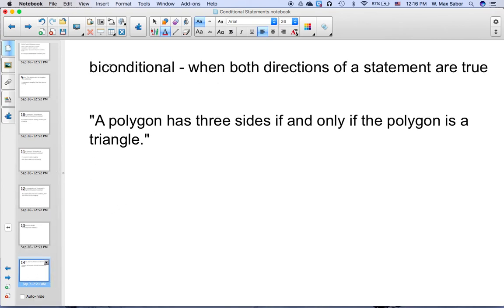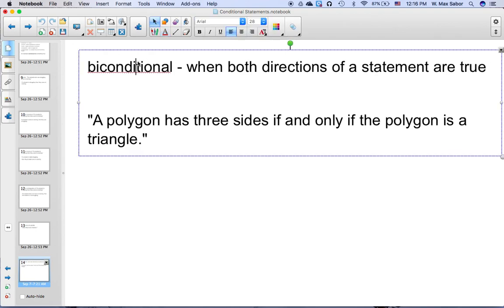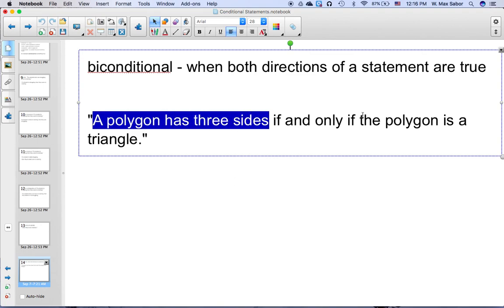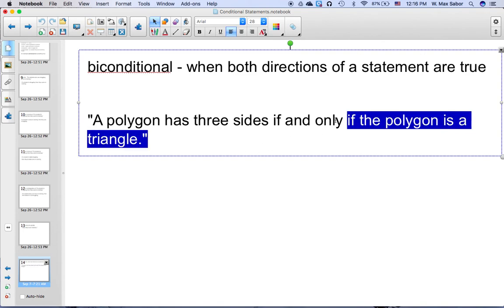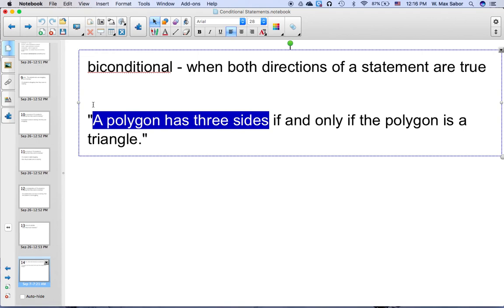Last thing you need to know is a biconditional. When both directions of a statement are true, a polygon has three sides if and only if the polygon is a triangle. So if a polygon has three sides, then it's a triangle. Also, if the polygon is a triangle, then it has three sides.